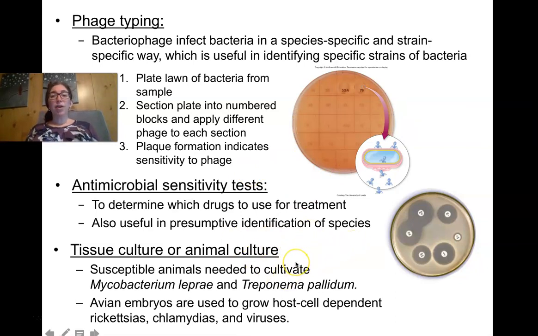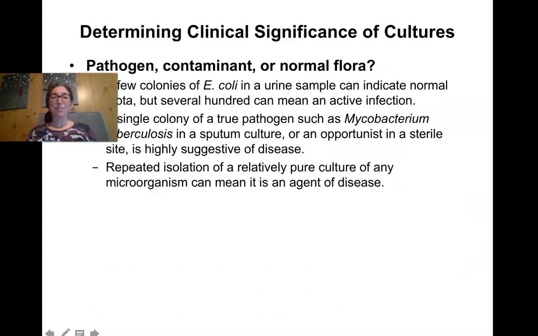And then you can also do identification using tissue culture or animal culture. This might be necessary for certain viruses that can't grow otherwise. They need cells to grow. There's also some bacteria that need cells, tissue culture, to grow. They can't be grown like on agar media. So that's when we would use those situations.